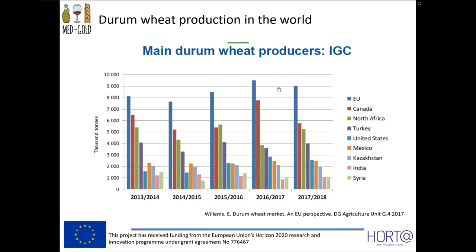Durum wheat is the main ingredient of pasta, and in this graph you can see the 1,000 tons produced by the main producers. The biggest producer is Europe, secondly Canada and North Africa. North Africa because Arab countries produce couscous, so not only pasta but also couscous is made from durum wheat. Turkey and the United States of America are also two big players, as you can see in this graph. Next, please.